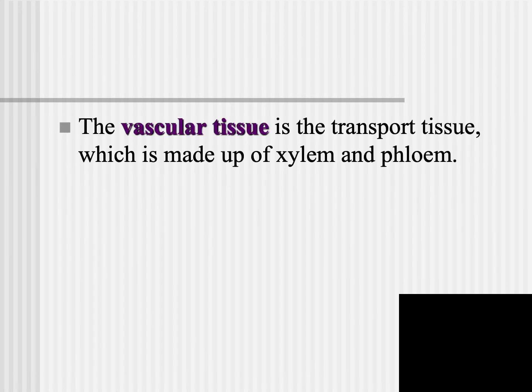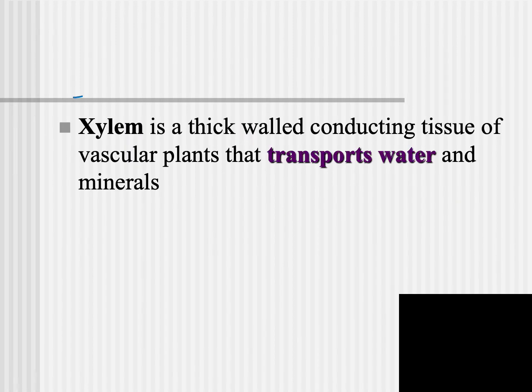Vascular tissue is made up of two specialized kinds of tubes, xylem and phloem. The X sounds like a Z. Xylem is very thick. Why is it thick? Well, it has to transport water and also other minerals. Water in chains makes hydrogen bonds between it and can be very strong in chains.